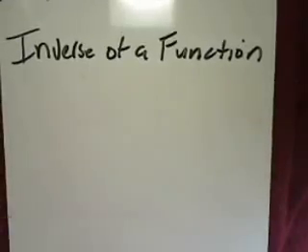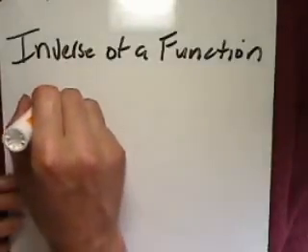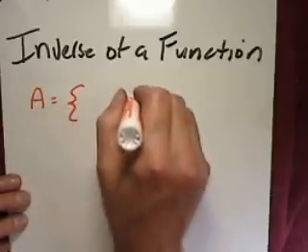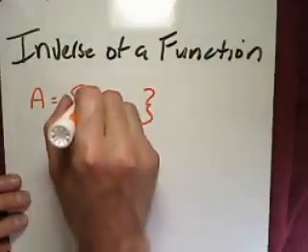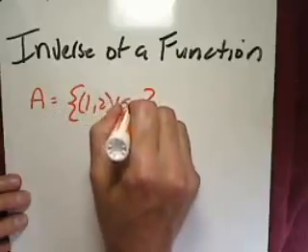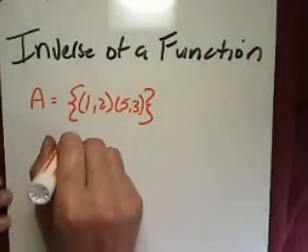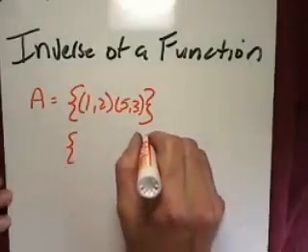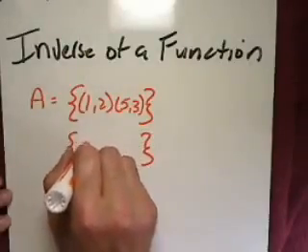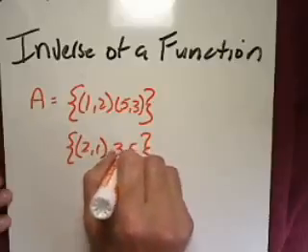Okay, students, I want to talk about the inverse of a function. Easiest way to understand this is, let's just say I have a relation. Remember, that's a set of ordered pairs. All right, I've got (1, 2), and then I have (5, 3). What would the inverse of that be? Well, the inverse of A would look like this: (2, 1), and then (3, 5).